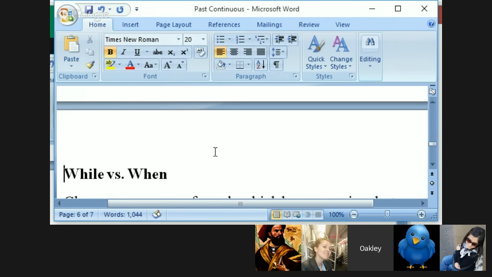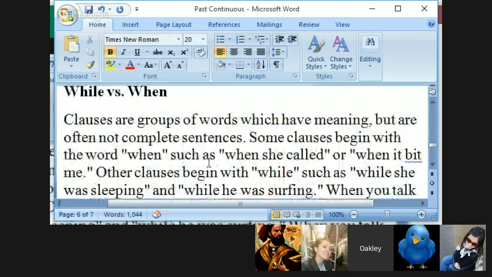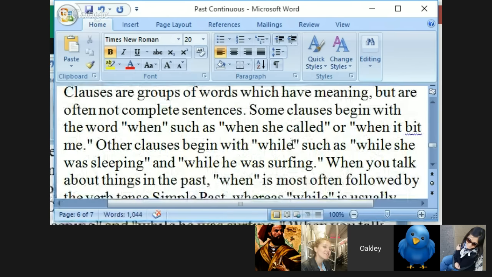When or while? While and when. Let's talk about while and when. Clauses are groups of words which have meaning. All right, yes, they are. Independent clauses are also known as simple sentences. Dependent clauses need an independent clause with them in order to have a complete meaning.